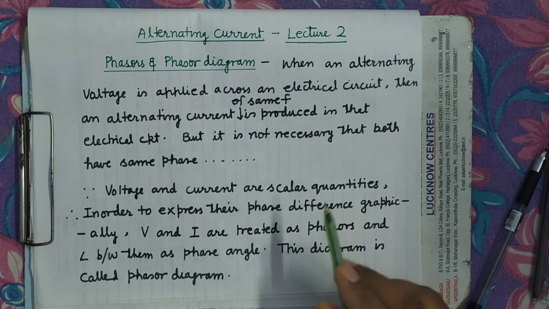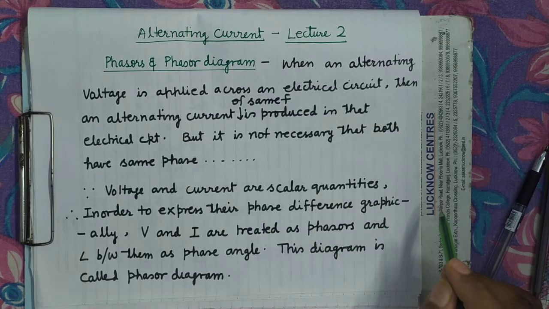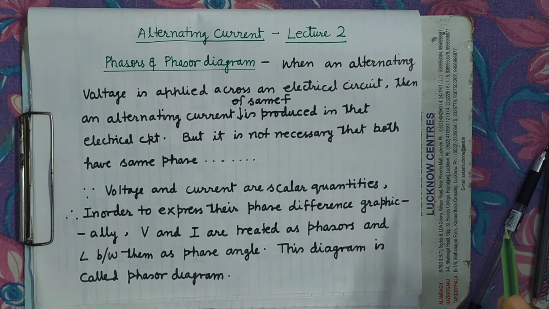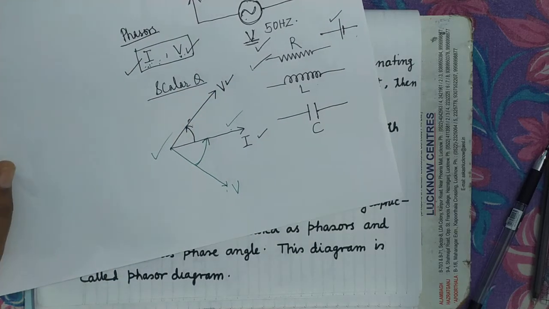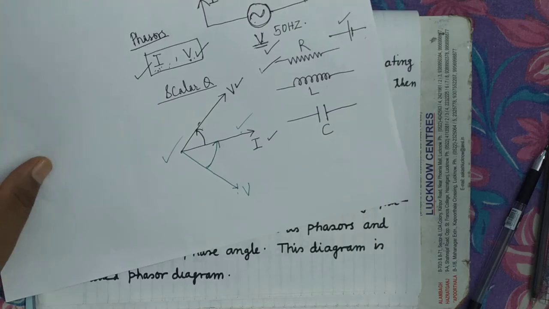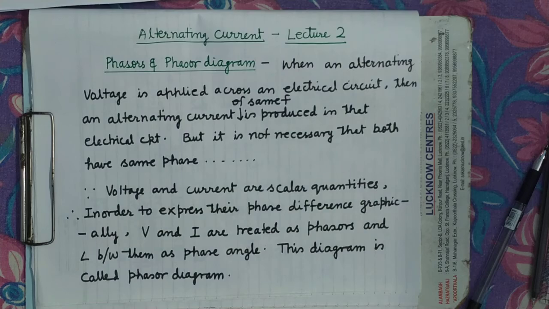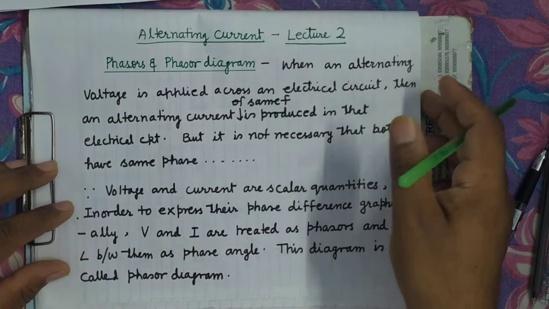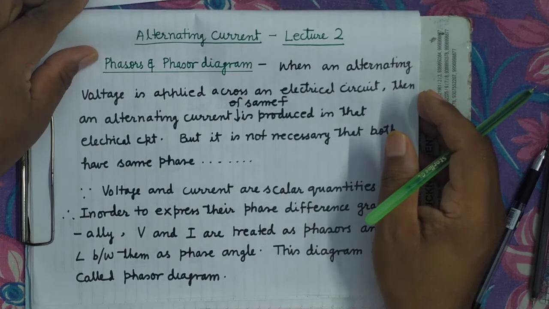So this is represented by treating voltage and current as phasors. How will you draw these phasors? These phasors are represented geometrically by a straight line having an arrow at one end. The length of the straight line will be proportional to the magnitude of that phasor, and the angle between V and I is the phase angle. So this diagram is called the phasor diagram. Now after this we will discuss each circuit.